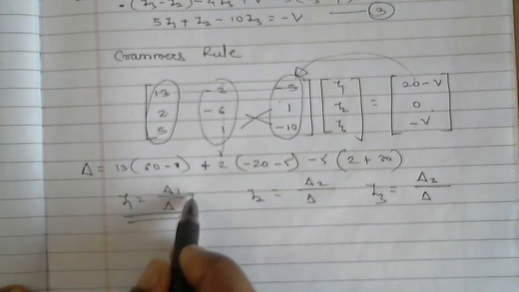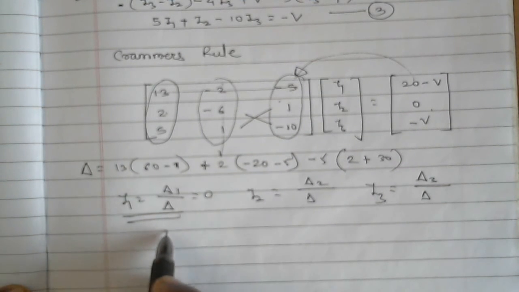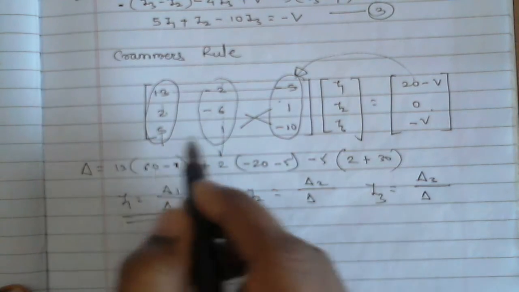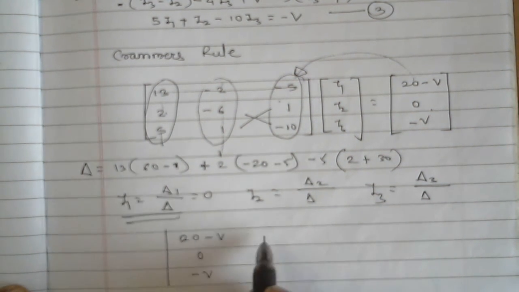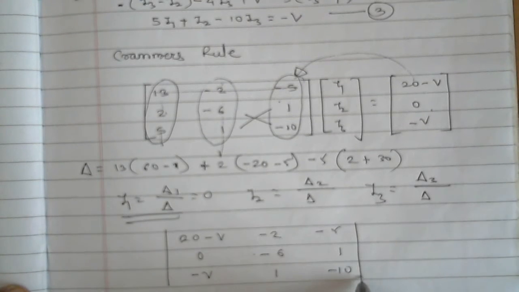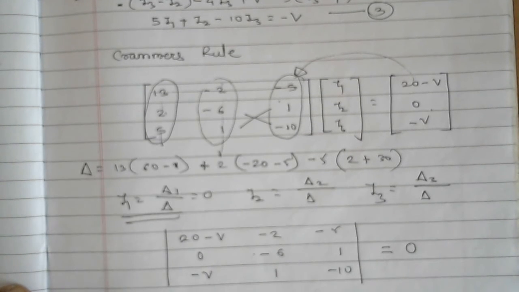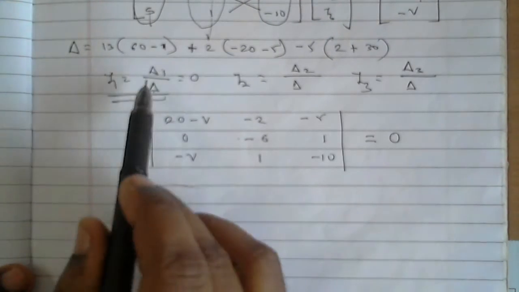But I1 should be 0. We want I1 to be 0. Okay, so what I can write? Replace coefficients of I1 with constant: 20 minus V, 0 minus V. Here minus 2, minus 5, minus 6, 1, 1, minus 10. Okay, now what they have asked, del 1 by del should be 0. So I can say this determinant is 0, right? Because del is not 0, no? Del has some value. So del 1 should be 0.